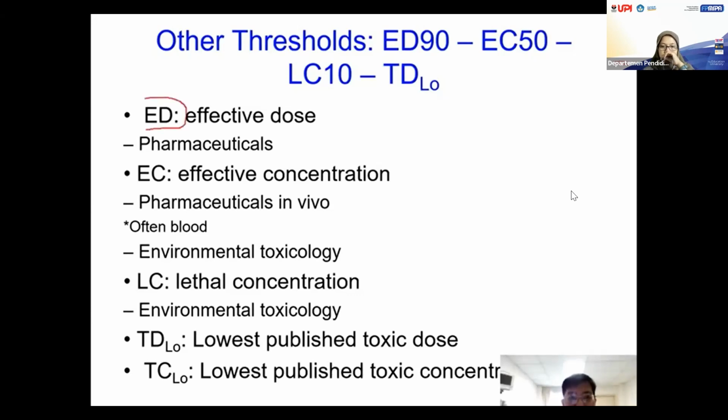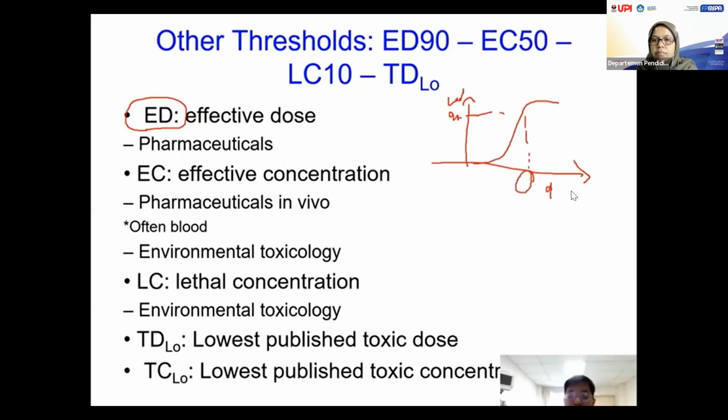Okay, ED means effective dose. Effective dose usually we see in pharmaceuticals, whereby people use it to look into the percentage of population that is getting the beneficial effects from a certain drug. For example, if you look at the dose response relationship, something like this, right? Whereby this is 100%, this is the dose, right? So if you look at ED90, that means it's 90, right? Then you look at this dose, right? This dose corresponds to 90% of the population getting the beneficial effect from the drug. So ED means effective dose, effective in terms of getting the beneficial effects from the drugs.